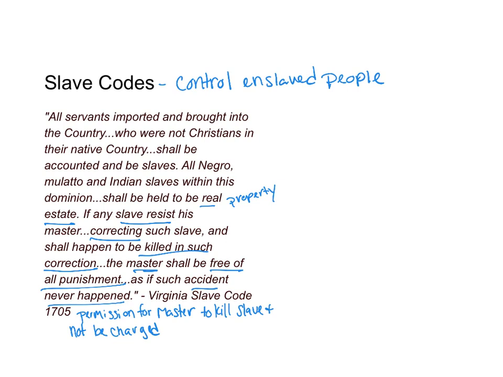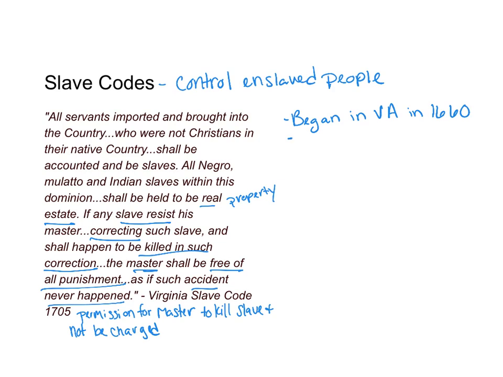Slave codes began in Virginia in 1660. So remember, the first slaves were brought to Jamestown in 1619. So there was a period of time where slaves did have more freedom, still very much enslaved, but it wasn't until 1660 when the slave population increased that slave codes became more popular in an effort to have complete and total control over these individuals.